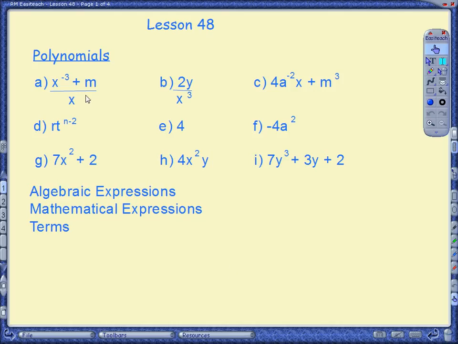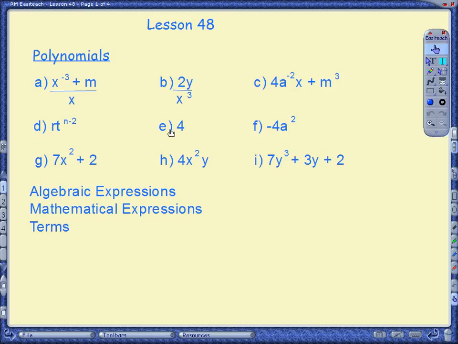So this would not be a polynomial. This would not be a polynomial because if we brought x up, it would have a negative exponent, an exponent of -3. This is not a polynomial because it has an exponent of -2, nor is this a polynomial.